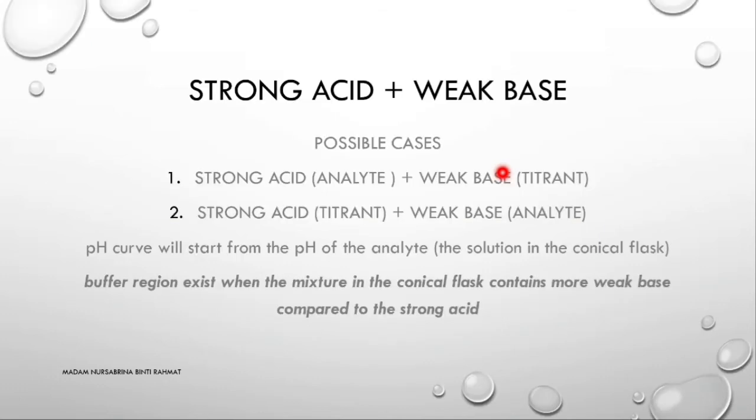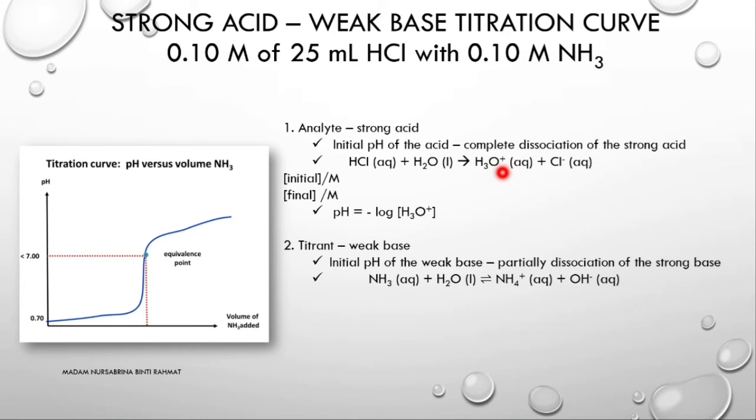Alright, so let's look at the second example, which is between a strong acid and a weak base. The example here is titrating hydrochloric acid with ammonia, where hydrochloric acid is used as my analyte and ammonia is used as my titrant. So my pH curve will start with the initial pH of my analyte, hydrochloric acid, and that's why the pH curve starts from a pH lower than 7.